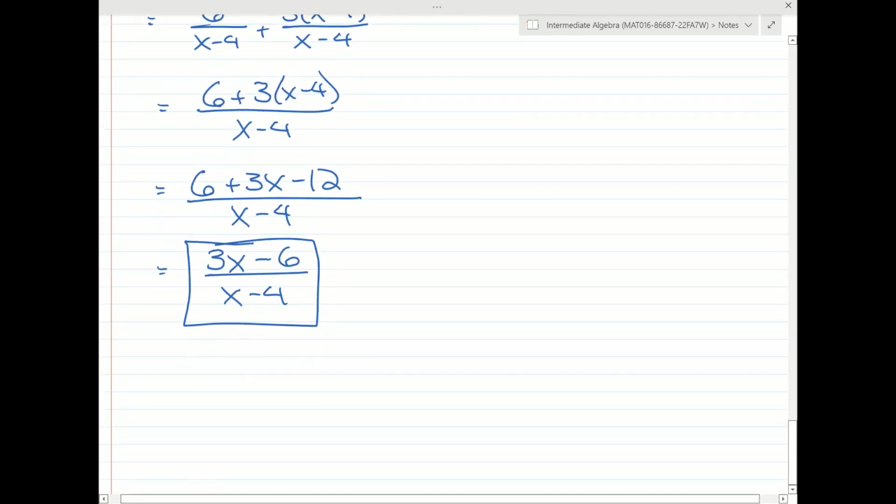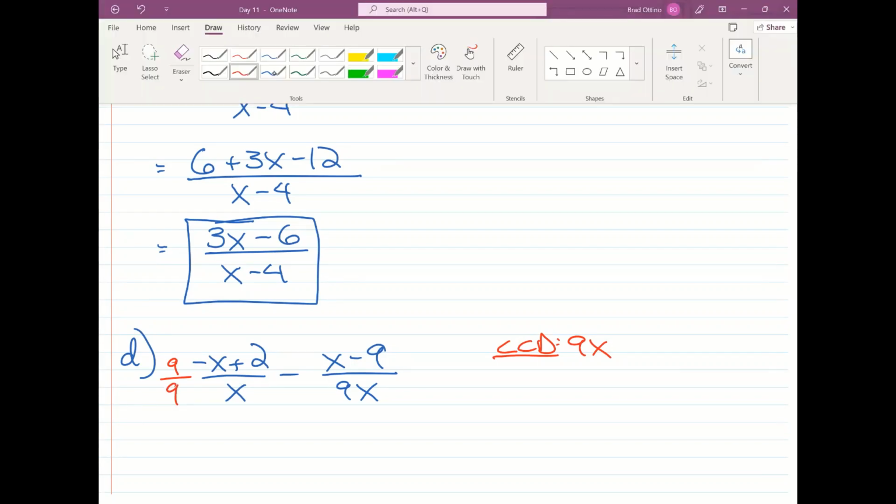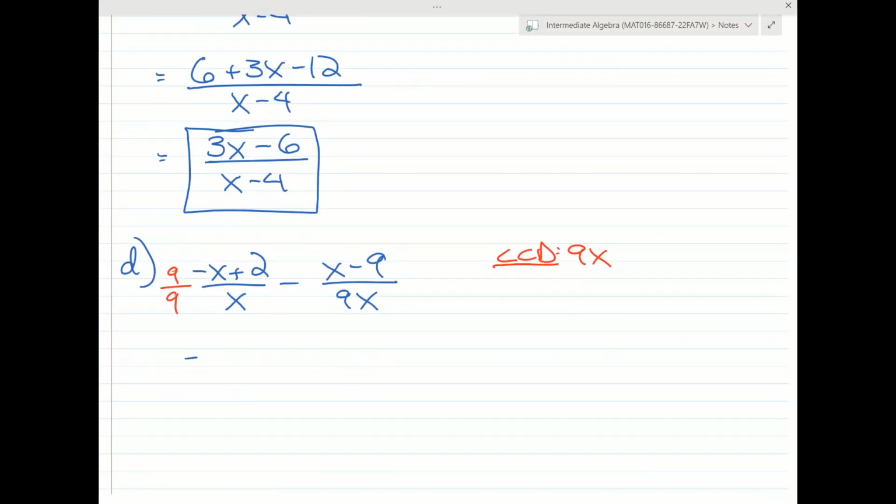All right, let's try some subtraction. So if we had negative x plus 2 over x minus x minus 9 over 9x. Our LCD would be 9x. So you have to multiply by whatever's missing. Multiply this by 9 over 9. And we'll just get negative 9x plus 18 over 9x minus x minus 9 over 9x.